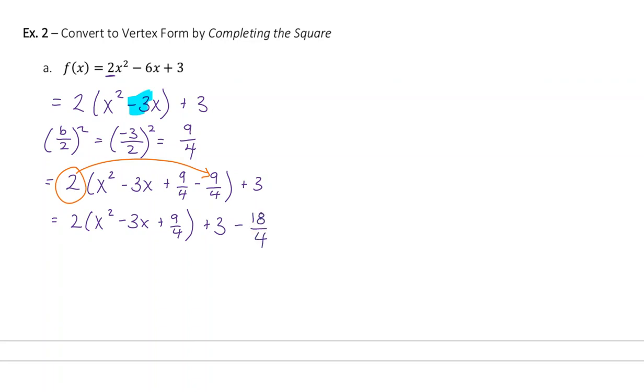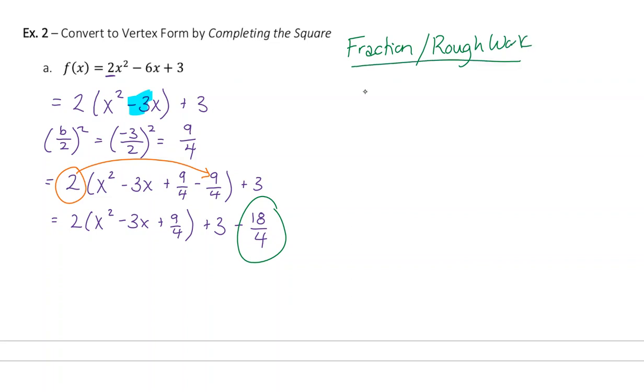Well, that essentially just becomes 18/4. And if you want to know again how I got this, this is what I mean by our rough work off to the side. Well, 2 times -9/4 is the same as saying 2/1 times -9/4, which is -18/4. Okay.